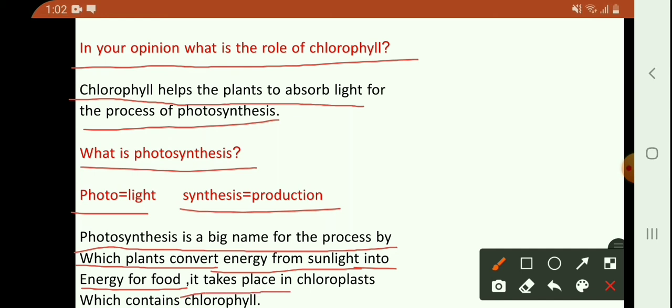It takes place in chloroplast which contain chlorophyll. عملية الفوتوسينثيسيس بتصير بالكلوروبلاست يلي قلنا عنها هن هود الجرين pigments موجودين بقلب الليفز which contain chlorophyll.